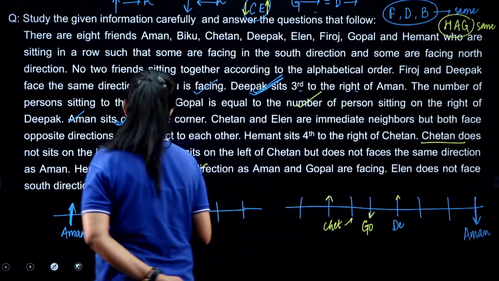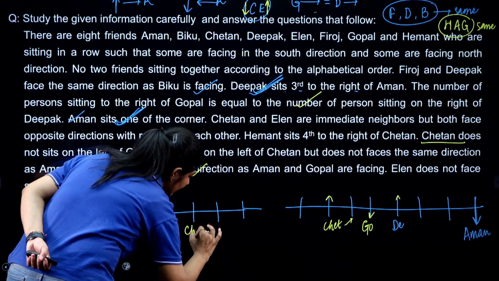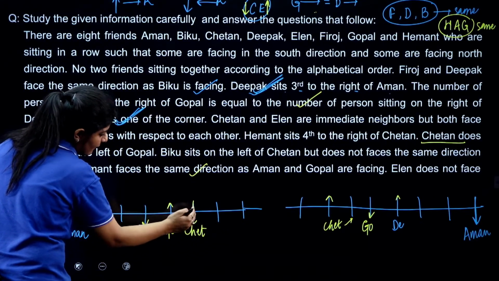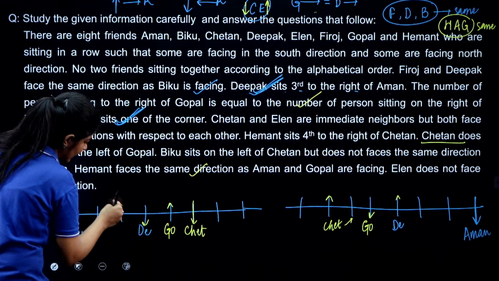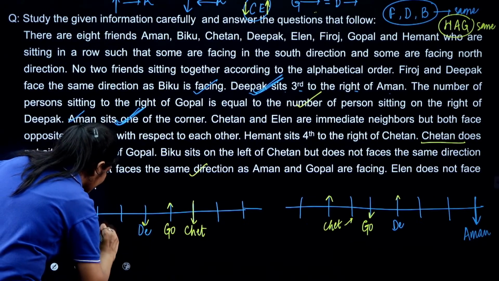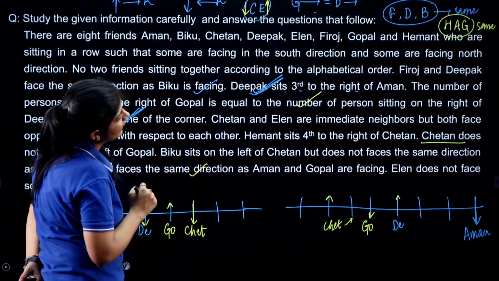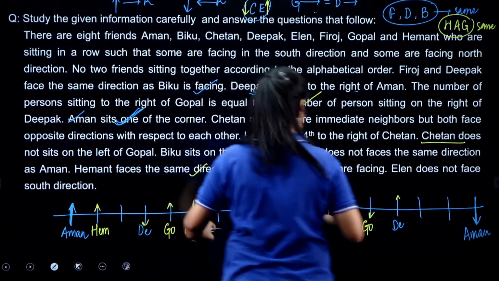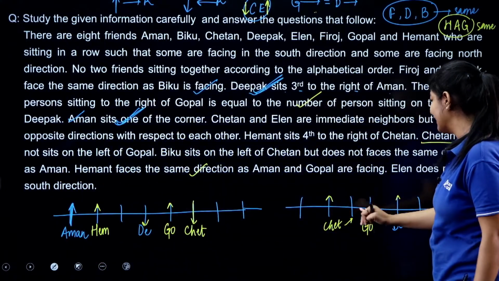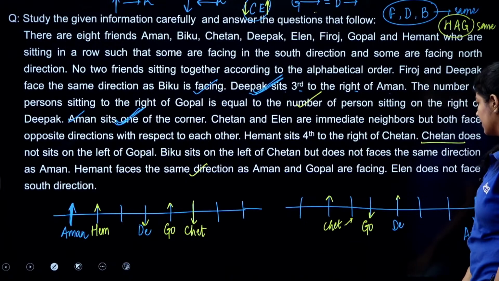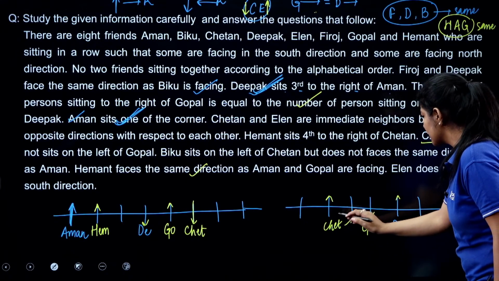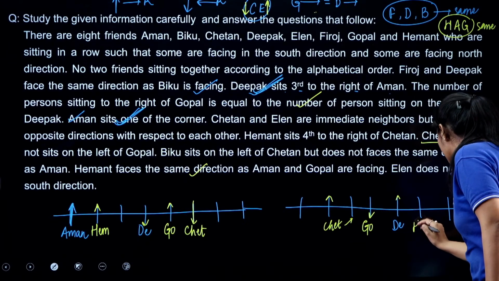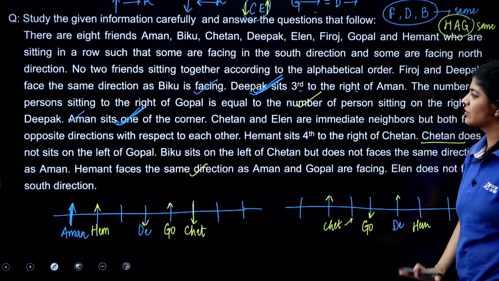If we check this one, let's suppose Chetan is sitting over here, then for the fourth right, we need to make it like this: first right, second right, third right, fourth right. Here we are having Hemant, and Aman and Hemant and Gopal are facing in the same direction. Yes, Aman, Gopal and Hemant are facing in the same direction. So in this one we are just assuming that Chetan is sitting over here. So first right, second right, third right, fourth right. This is the position of Hemant, right? We are just assuming it.